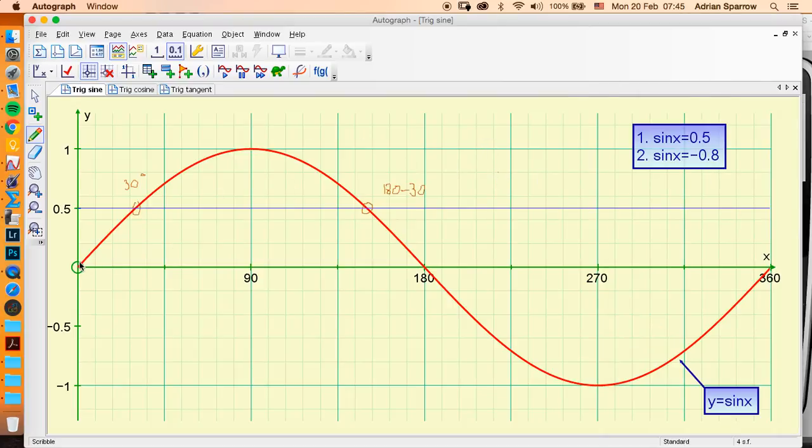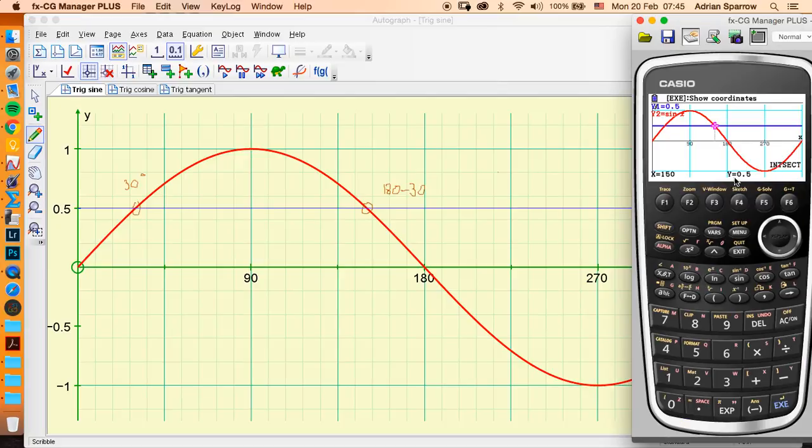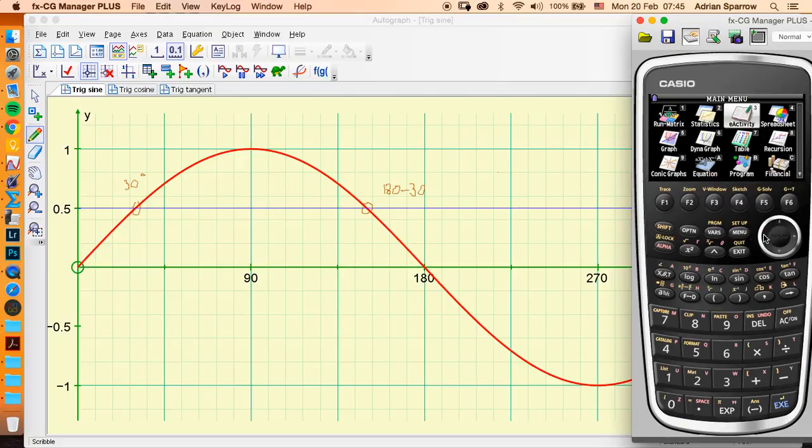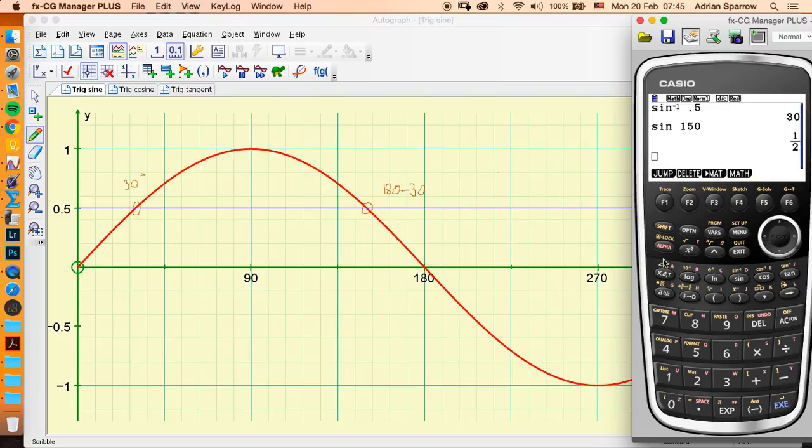Now what's interesting about the sine curve is that it's positive between 0 and 180, and then from 180 to 360 it goes negative. So if I'm trying to do this second one, sine x equals negative 0.8, I know the answer is between 180 and 360 because sine is negative. Now again, I'm going to use my calculator to do this, but I'm going to use the run menu and I'm going to go Shift Sine negative 0.8. Now before I press this, all my answers for this unit are between 0 and 360. So when I press it, it gives me negative 53.